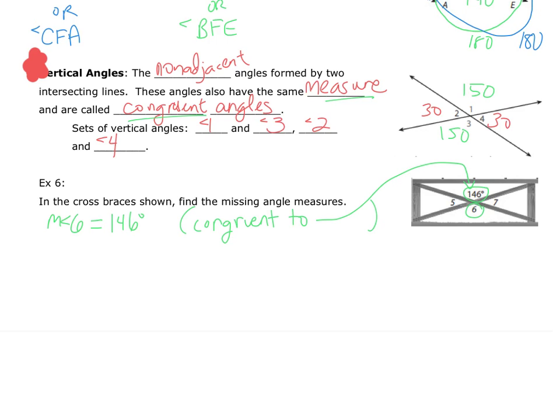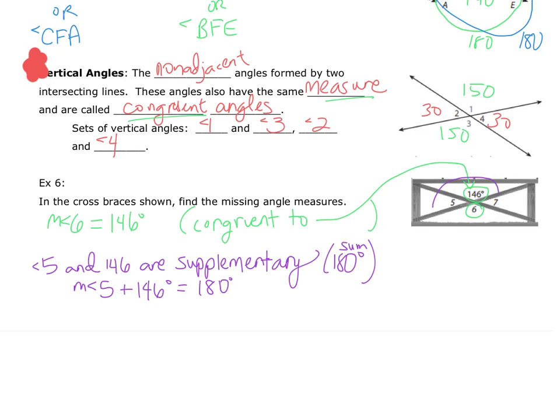When we are looking at how to figure out what angle 5 will be, I know that these two angles, my 5 and 146, are supplementary angles because they equal 180 degrees when you add them together. Remember, when we say that they are supplementary, we can add them together to equal 180. So I set up an equation that we could use to solve that. If we subtract 146 from both sides, that means that the measure of angle 5 is going to be 34 degrees.